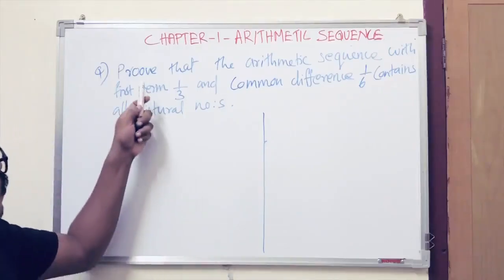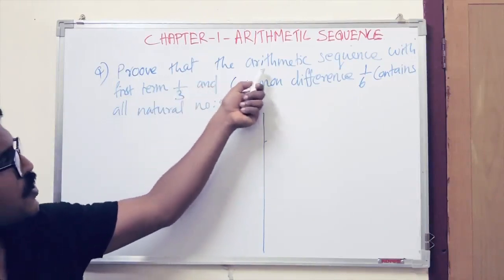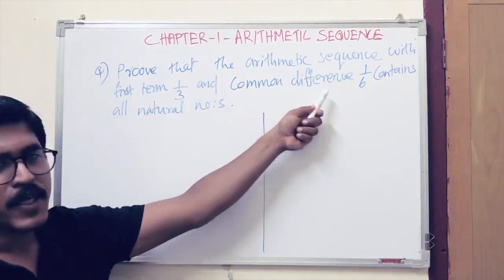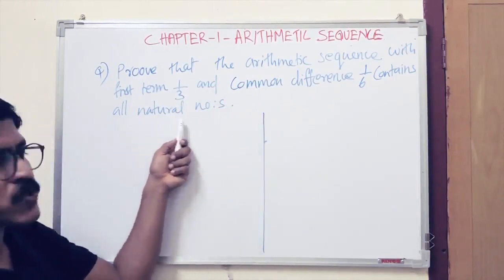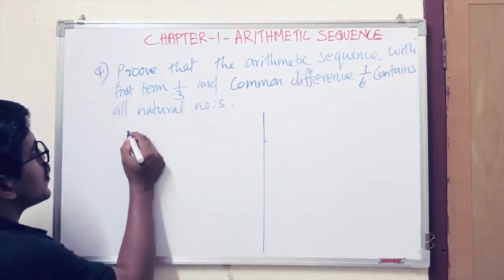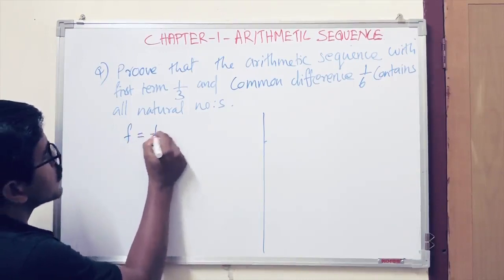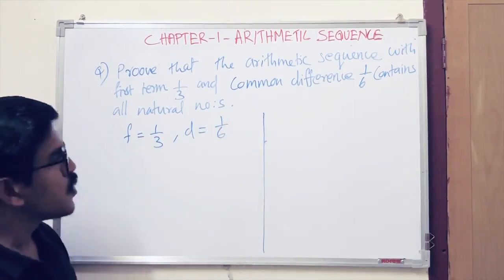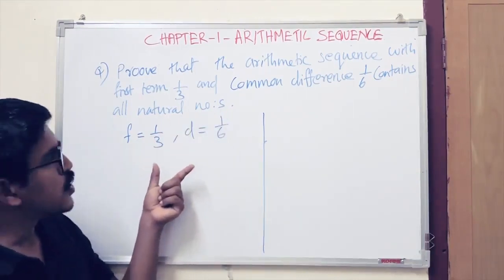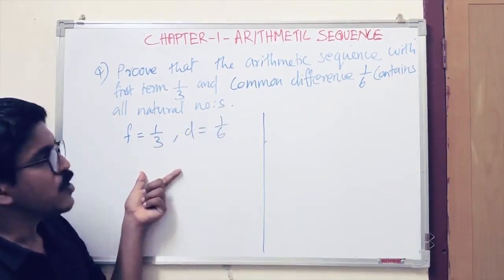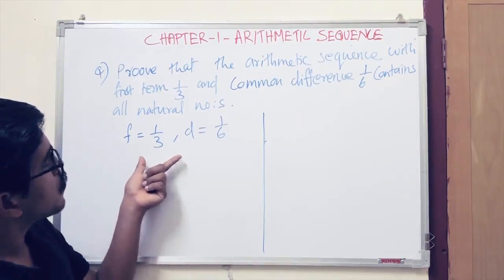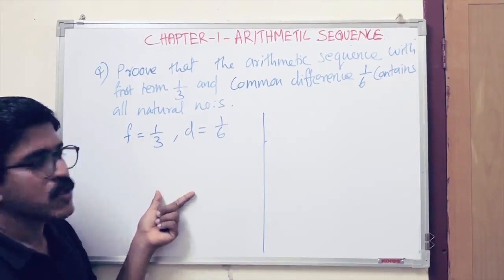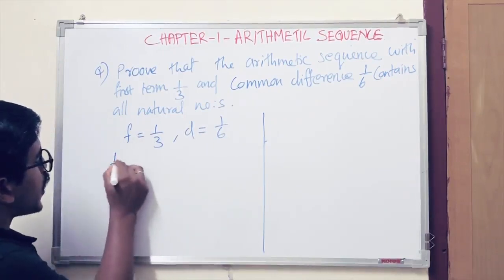Let's consider one problem here. Prove that the arithmetic sequence with first term 1 by 3 and the common difference 1 by 6 contains all natural numbers. Here given the first term as 1 by 3 and the common difference is 1 by 6. First we need to find out the nth term. Then only we can say whether natural numbers exist in it or not. So all of you know how to find out the nth term.